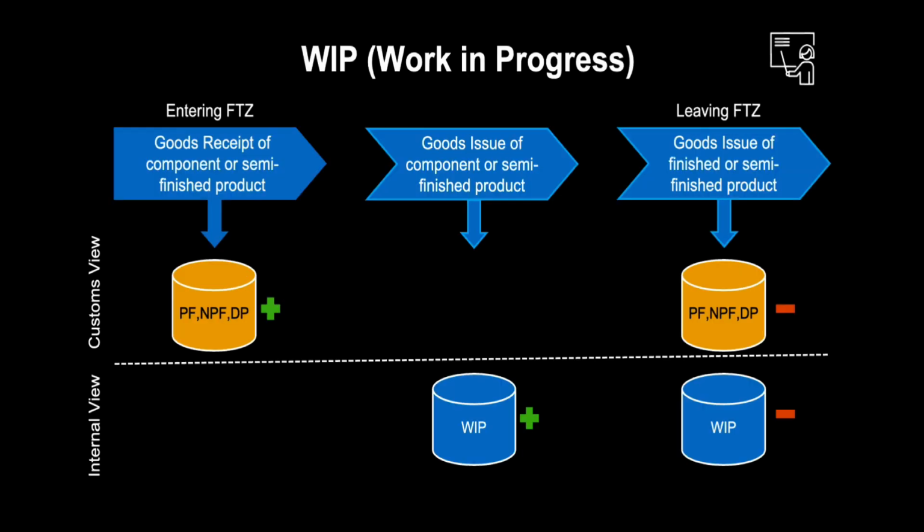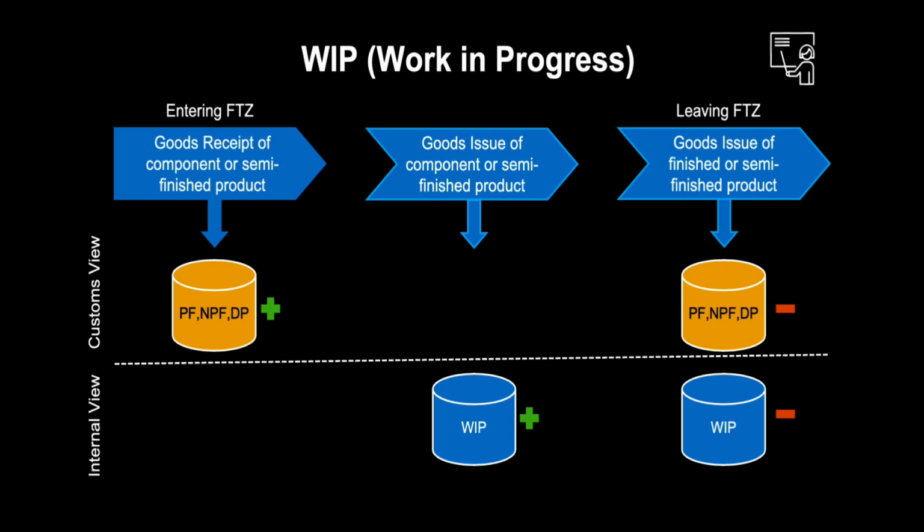When running an FTZ, components and semi-finished products can be consumed in production. To get a transparent view of the stock of your components currently in production, we introduce a new stock category, work in progress. The WIP stock gets built up whenever an FTZ component is part of a goods issue for production. The WIP stock is reduced when the finished or semi-finished product leaves the zone.